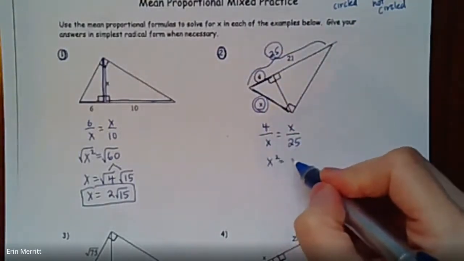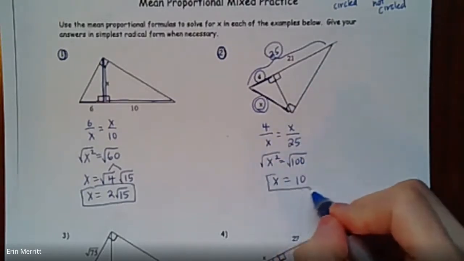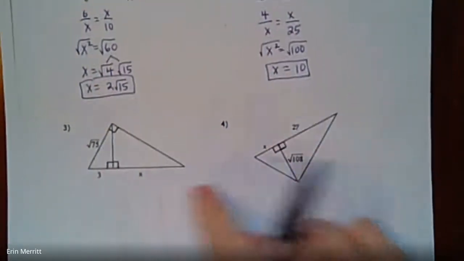So x squared will equal 100. You don't even need a calculator. Square root comes out nice and pretty at 10. All right. Numbers 3 and 4, those are part of your homework.